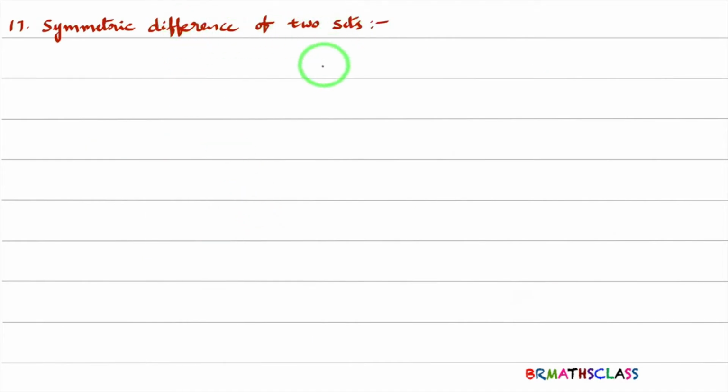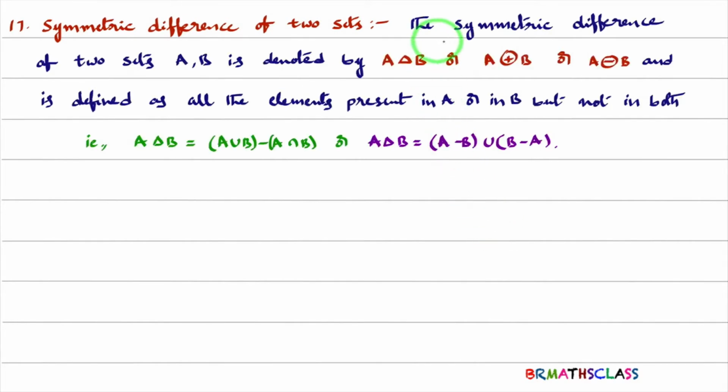Symmetric difference of two sets. How is the symmetric difference of two sets defined? The symmetric difference of two sets A, B is denoted by A delta B. Please observe here, it is denoted like this, A delta B. In some books they denote the symmetric difference between two sets like this also.